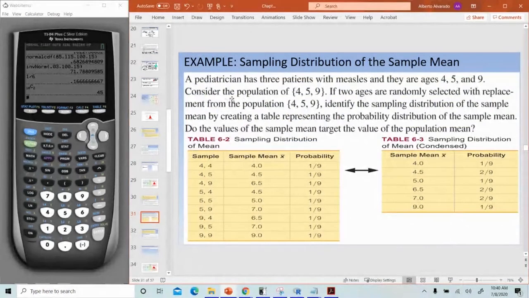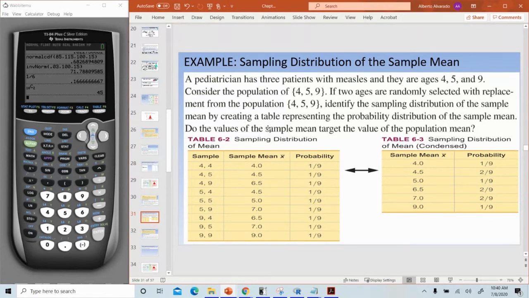Okay, so here's just a small example. A pediatrician has 3 patients with measles, and their ages are 4, 5, and 9. Consider the population 4, 5, and 9. If 2 ages are randomly selected with replacement from the population, identify the sampling distribution of the sample mean by creating a table representing the probability distribution of the sample mean.